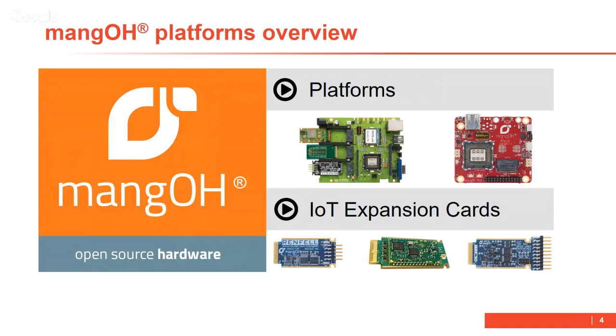The second core element are IoT expansion cards. What we found out was when we compare ourselves to, say, the other open source hardware platforms out there, they were very good for prototyping. So you can have like a plug-in connector that goes on top of the board.